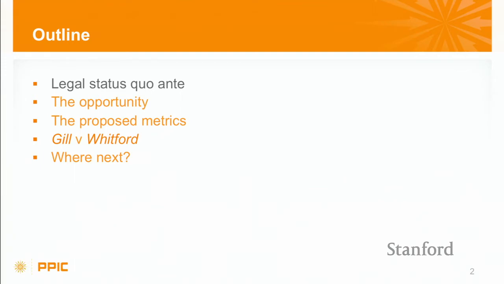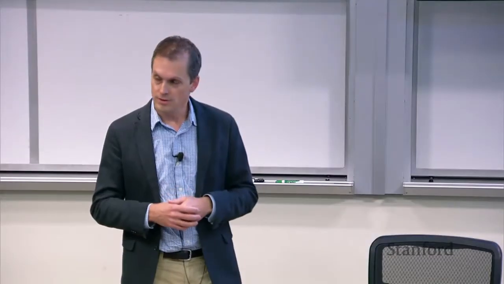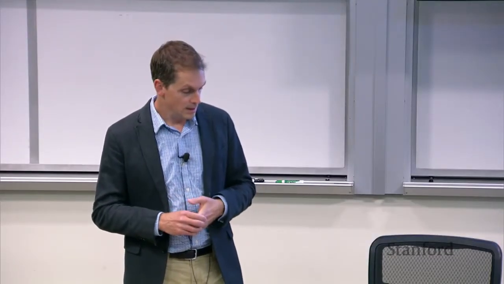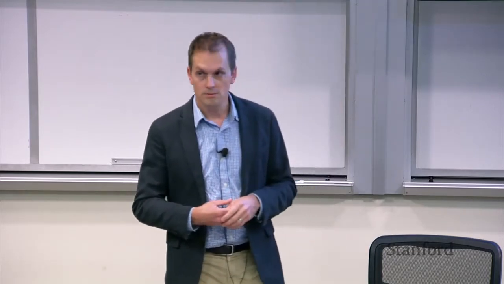Then I'm going to get a little bit into the weeds, maybe not enough for this audience, about what the different metrics are that have been proposed to the court, and what aspects of a gerrymander each one captures. And then I want to talk about how all of these fit into the Gill v. Whitford case that had its oral arguments earlier this month, and then where we go next from there.